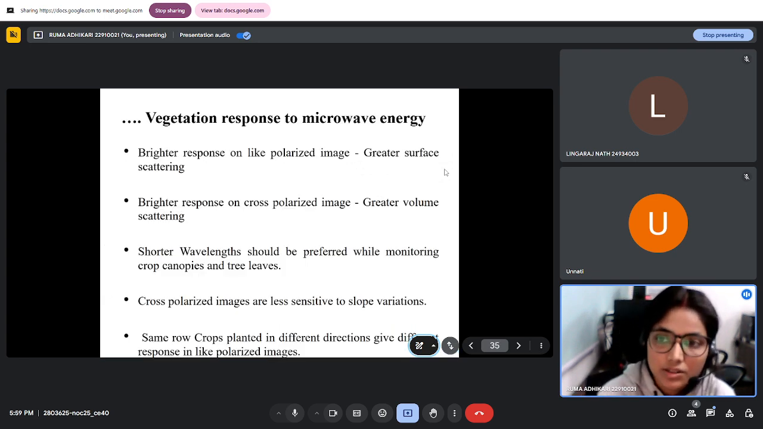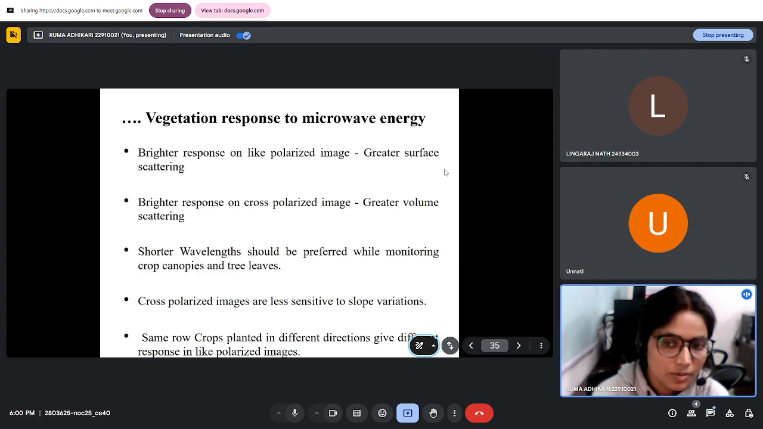So brighter response on like polarized image, greater surface scattering, that is HH, VV. Brighter response means it is sensitive to that. Response on cross polarized image, that is HV, VH, it is greater volume scattering.